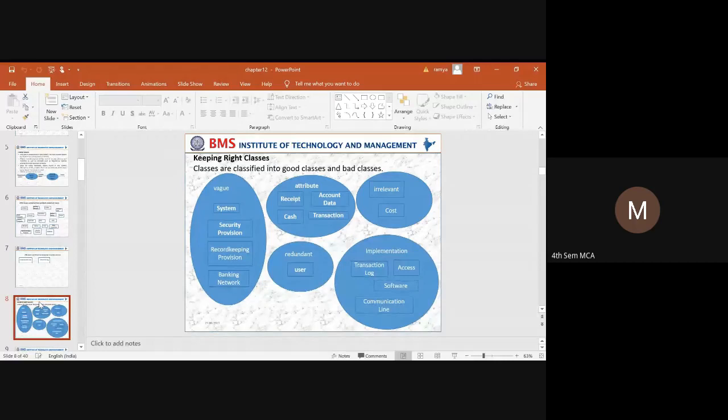So if you take a system provision, to what extent are you providing the security? If you say it has a system, so what kind of system? Again, when you say a system, it means different types of system.